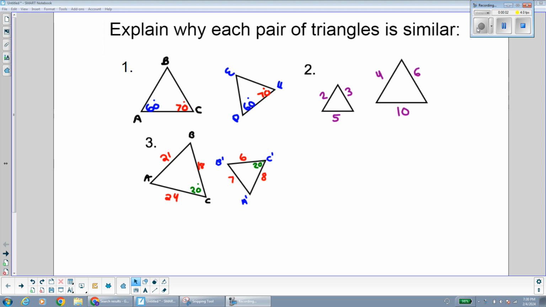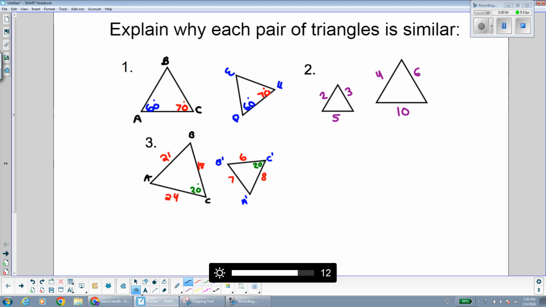If we take a look at the first pair of triangles on the screen, we can see that they have two pairs of congruent angles. They have the two 60-degree angles and the two 70-degree angles. And if we add up the 60-degree angles and the 70-degree angles, and we subtract the sum, which is 130, from 180, since all three angles of any triangle add up to 180, we'll see that the remaining angle has to be 50 degrees in both of the triangles.